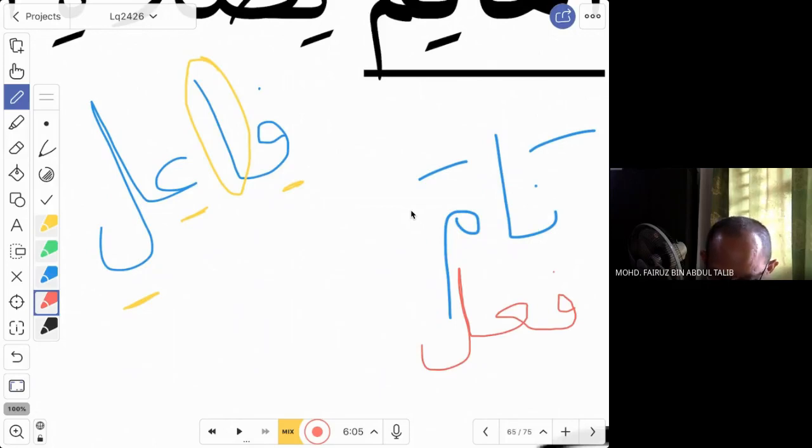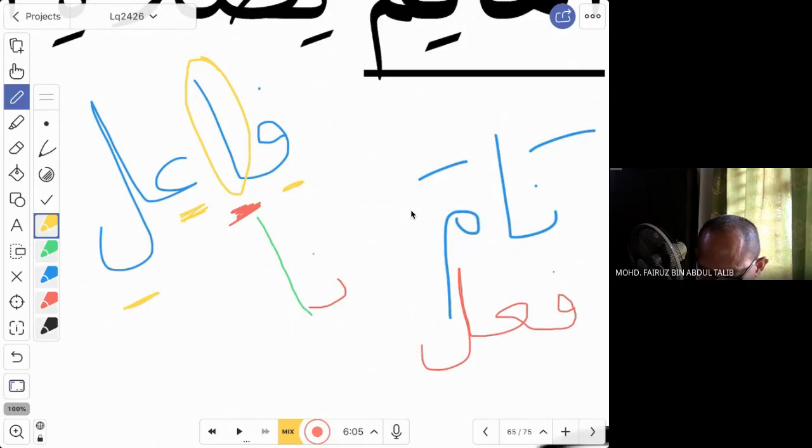So what is the fa? The fa is the letter nun, right? And the alif here, is this alif from the fi'il or is it an additional alif? Additional alif. Whatever additional letter that you have in the wazan, you need to add that to the new word that you want to form. And then we go to the ain. What is this ain from the fi'il? Alif.